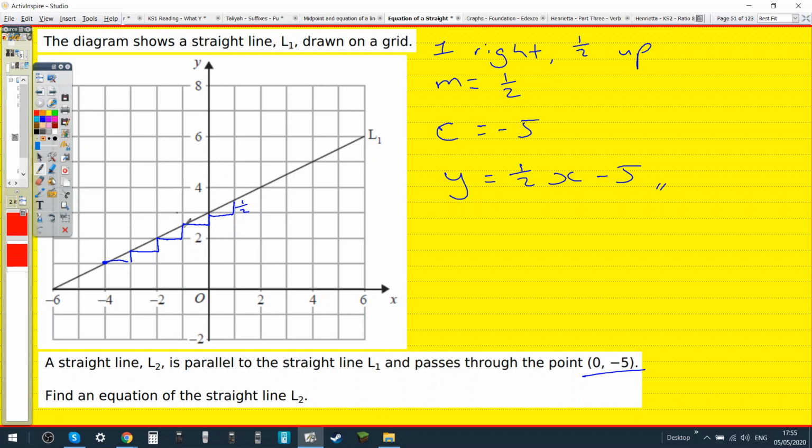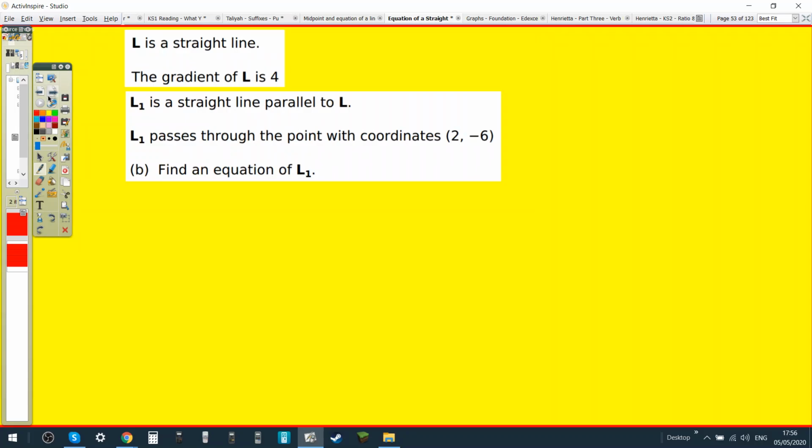This line here, what is the y-intercept for this line? Which one? L1. The y-intercept would be, where does it go through the y-axis? It's under 4. No, 3. Yes. And so what's the equation of this line? y equals half x plus 3. Yes. And so that's how those work.